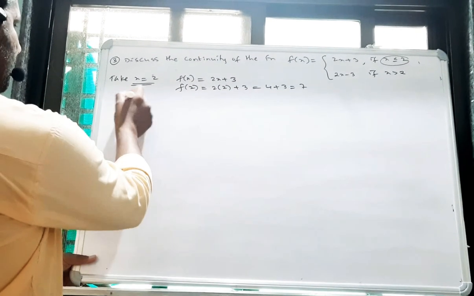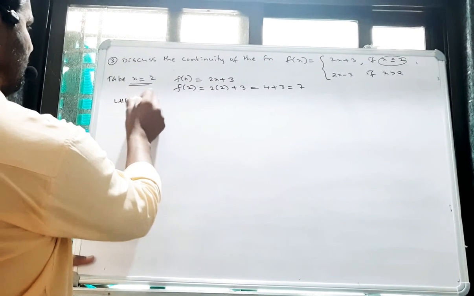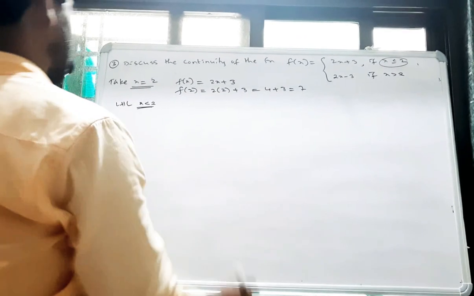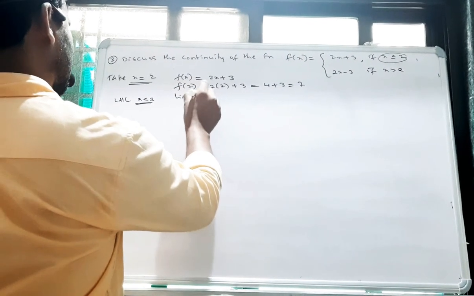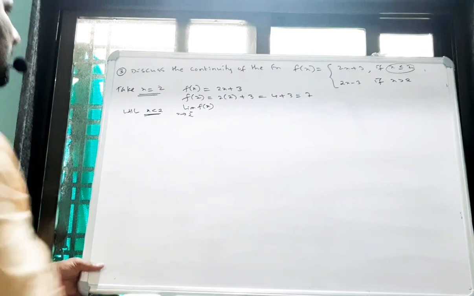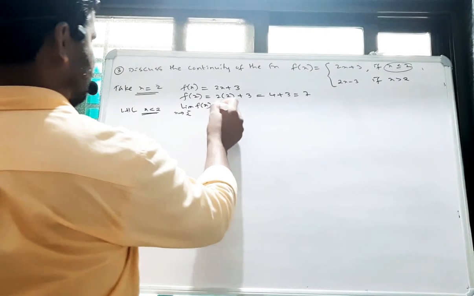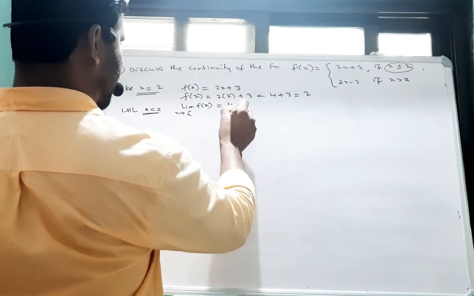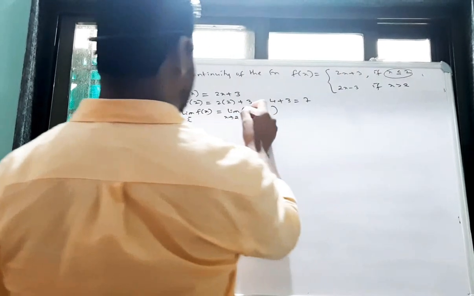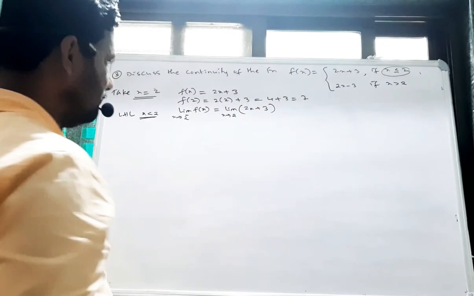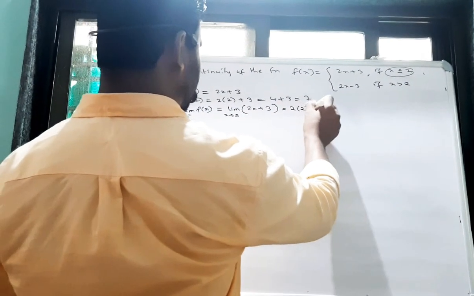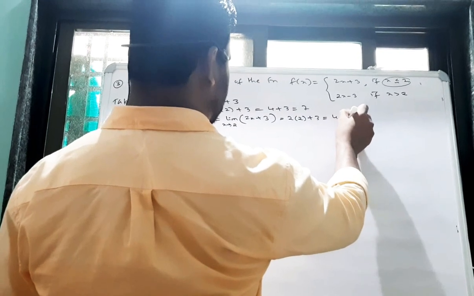Now we find the left hand limit. Left hand limit is nothing but when x is slightly less than 2. So the left hand limit of the function f of x when x is slightly less than 2, we write 2 minus. The 2 minus indicates x less than 2. When x is less than 2, f of x is given as 2x plus 3. Since it is a polynomial, we substitute x equal to 2: 2 into 2 plus 3, which is equal to 4 plus 3, that is 7.